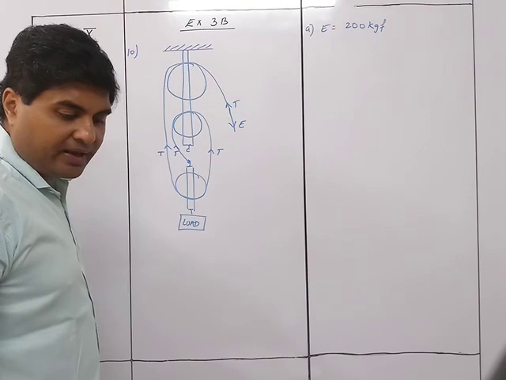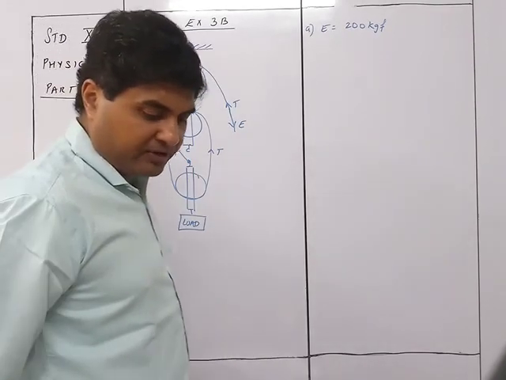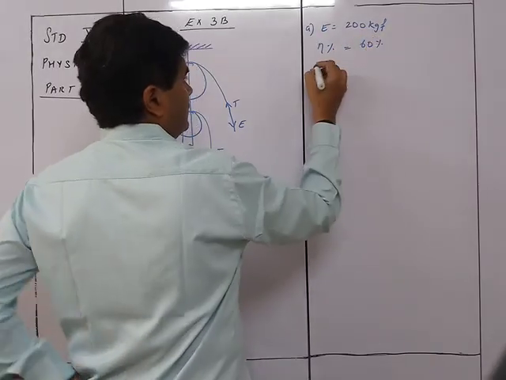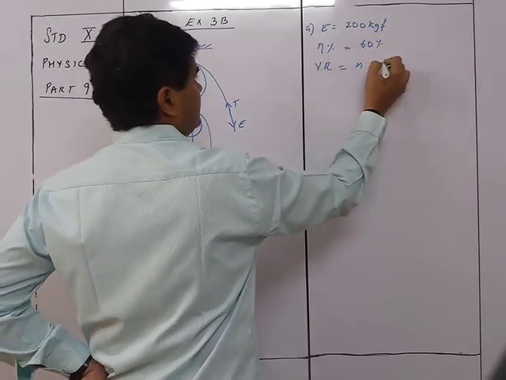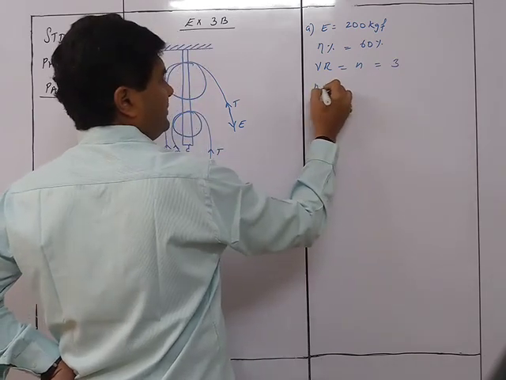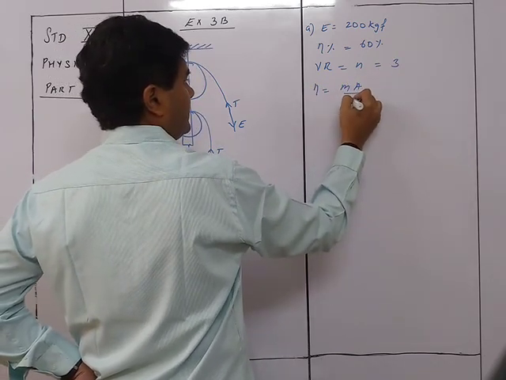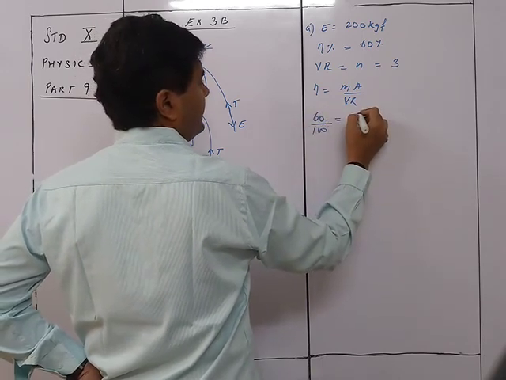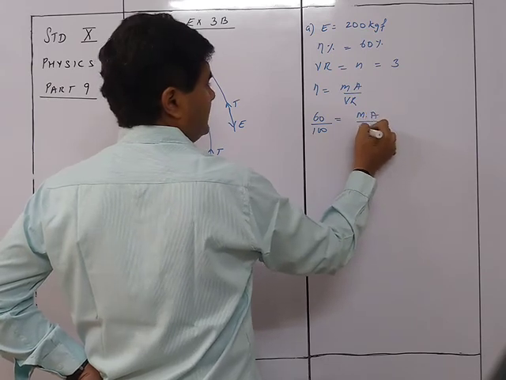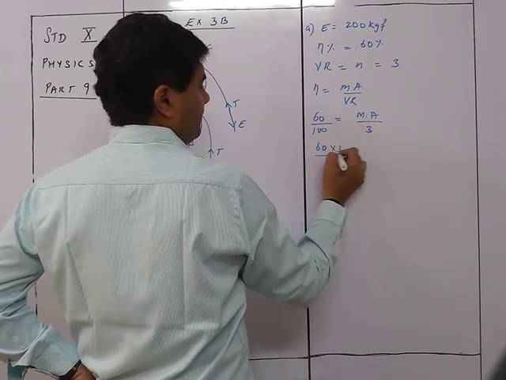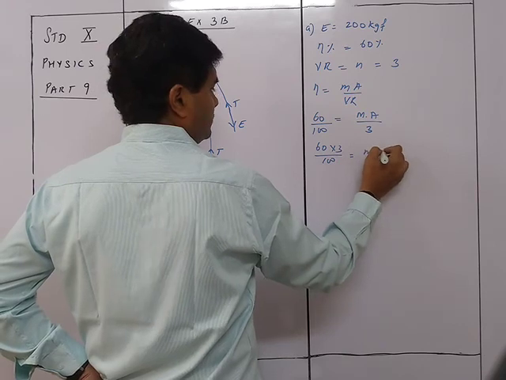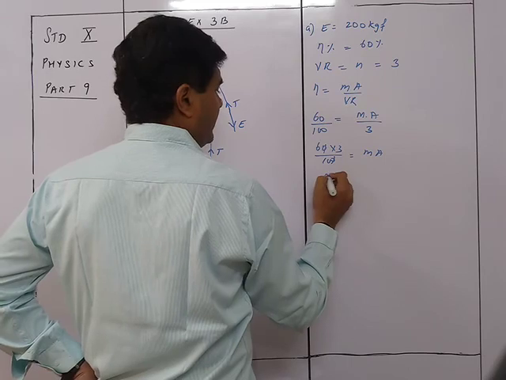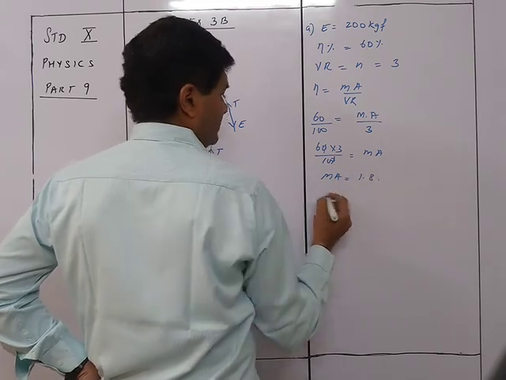What is the maximum load he can raise with the efficient system? Pulley efficiency is 60%. I've been given that efficiency equals 60%, VR equals N equals 3. So efficiency equals MA upon VR. So 60 upon 100 equals MA upon VR, which is 3. So 60 into 3 upon 100 is equal to MA. That gives us 1.8, so MA is equal to 1.8.